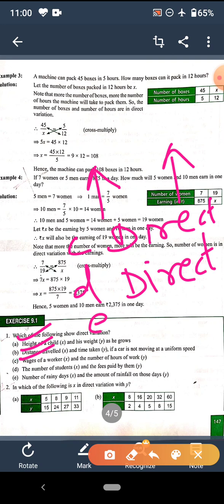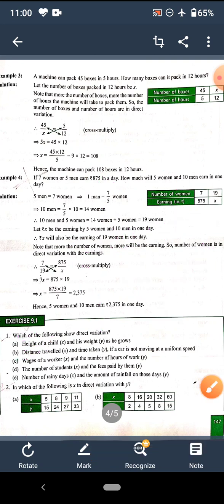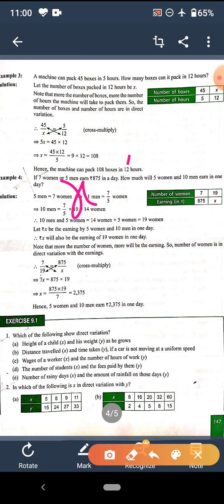So the amount of rainfall is not directly proportional to the number of rainy days, because there can be some days where there is no rain. So the answer to this is no. Now question number 2. In which of the following is x in direct variation with y?